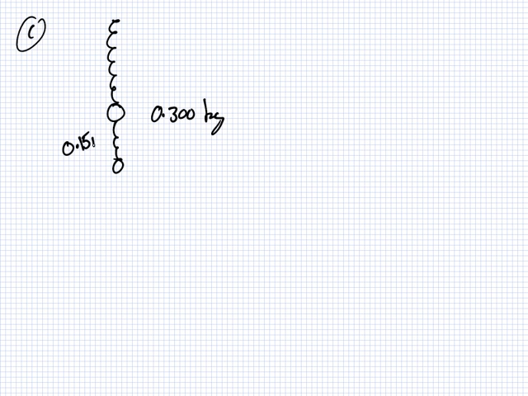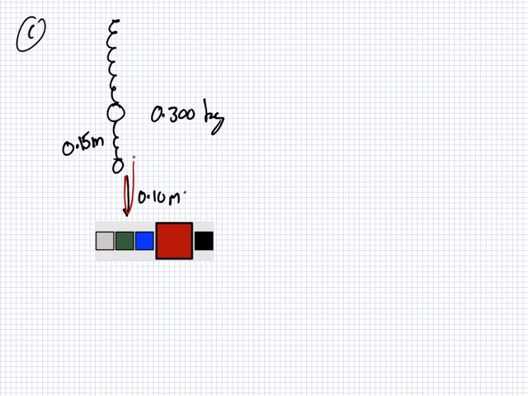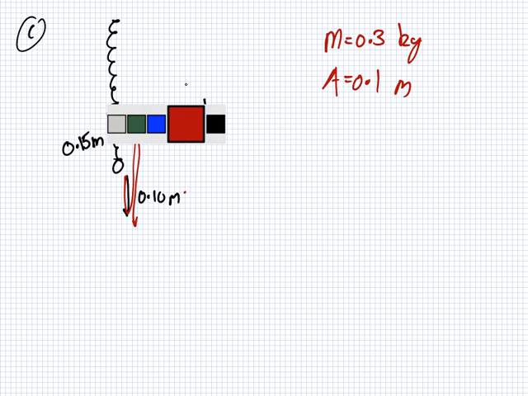You look lost. Need my help? Yeah. Okay, so go ahead. What's the story here? Okay. So it extends by 0.15, and then it's pulled down a further 10. Is it? Yeah. And then, I know what's going to happen here. It's going to bob up and down, oscillate, yeah. So we know the mass is 0.3 kilograms and the amplitude is 0.1 meters. Okay, so continue with the story. What's next?